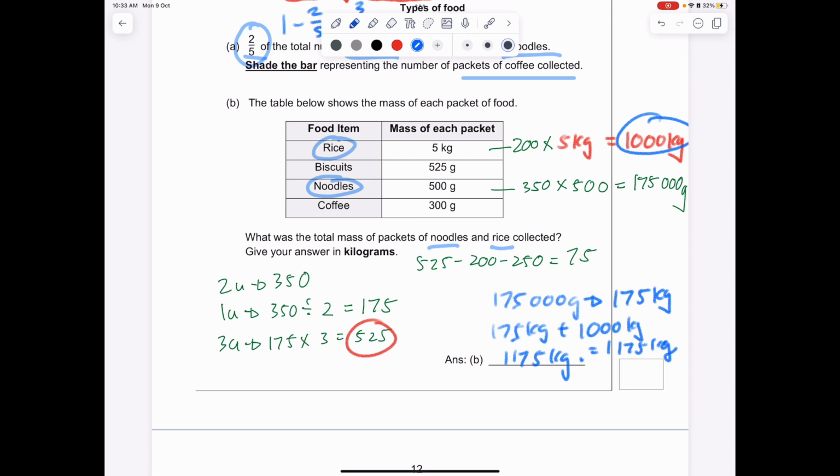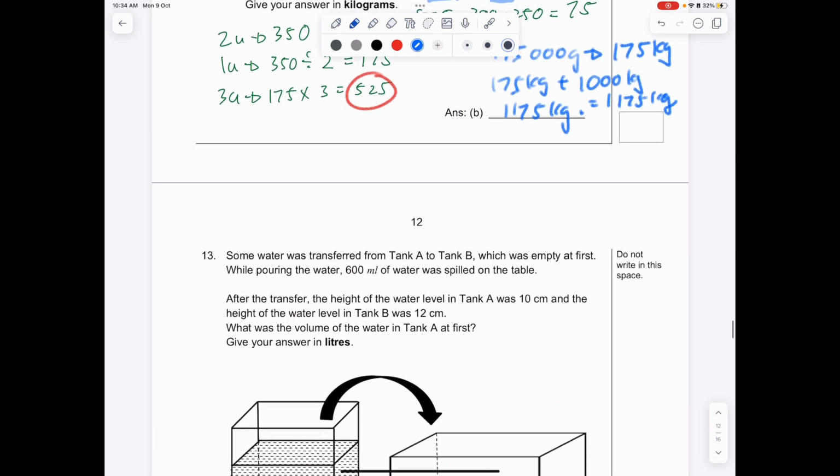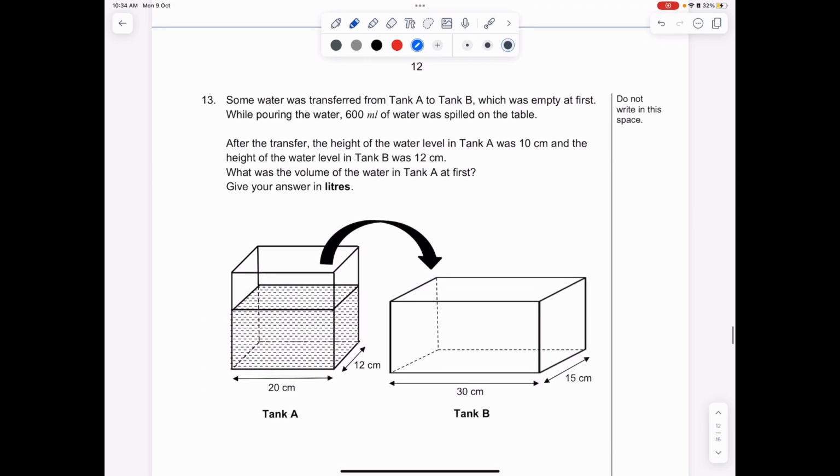Alright? Oh, okay. So be very careful. Many of you converted wrongly, and that led to you not getting the correct answer. Next.